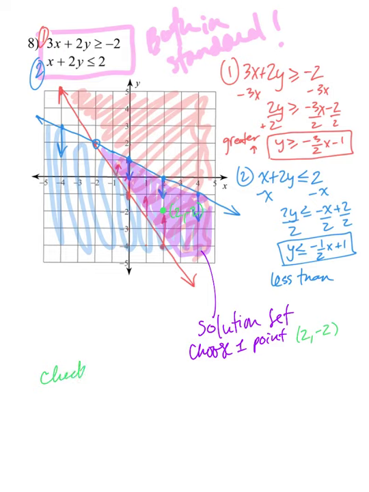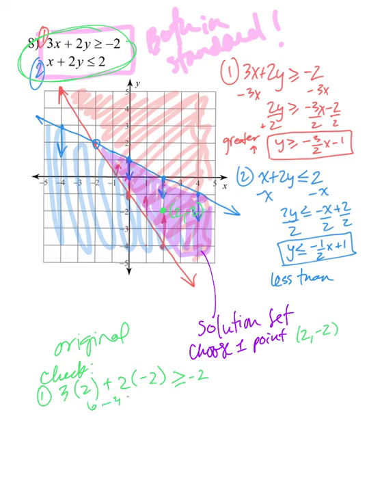I'm going to check over here. So 1, I'm going to check original. So I'm talking about these things up here. Okay. 1. Oh, so I didn't need the 2s then. Oh, I'm funny. Okay, well, whatever. So 3 times 2 plus 2 times negative 2, does that really equal this? Or it's greater than, hopefully. 6 minus 4. 2 is greater than or equal to negative 2. That's a true statement. It works.